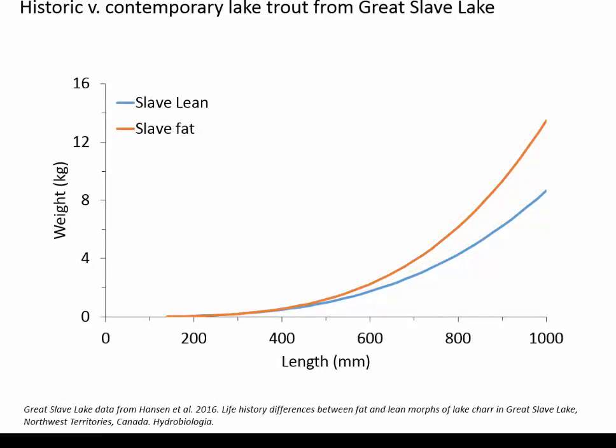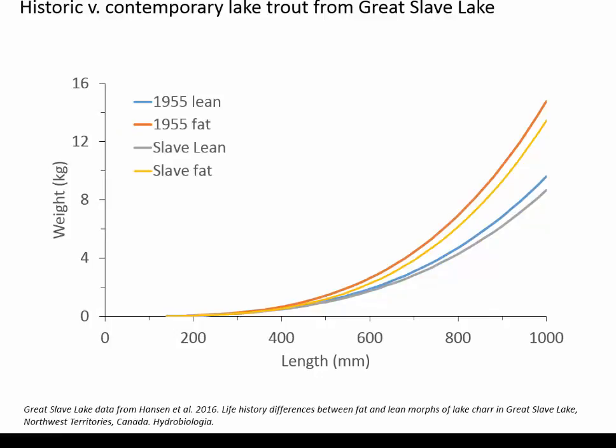This is the data from the study that Mike Hansen initially mentioned. These are the fish from Great Slave Lake. So a big difference between leans and fats. And this compares Great Slave Lake present to 1955 Lake Superior. So leans look like leans, Cisco-wets look like Cisco-wets. The Cisco-wets in Lake Superior are plumper than they are in Great Slave, and the leans are a little bit heavier at length than they are in Great Slave.